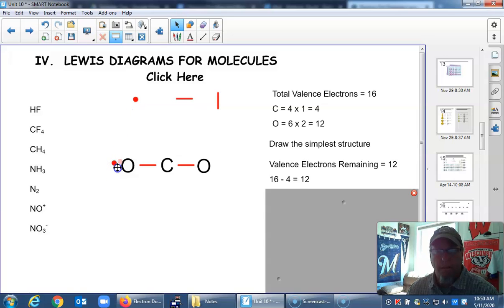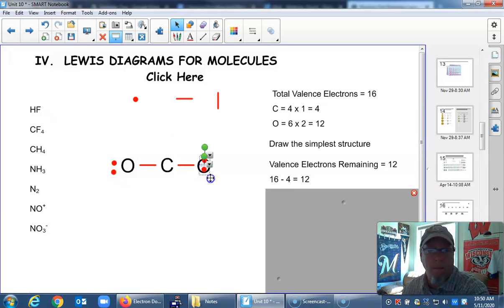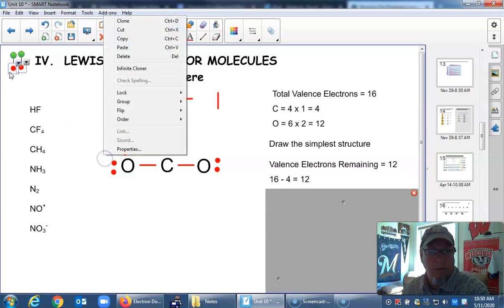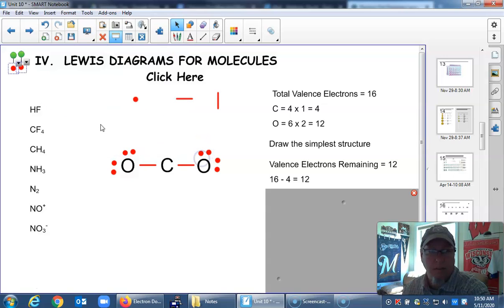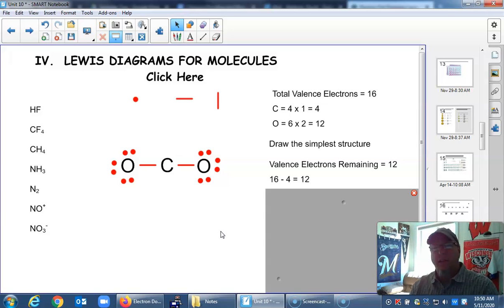1, 2, 3, 4, 5, 6, 7, 8, 9, 10, 11, 12. So I didn't pause at that time because I wanted you to see how I was putting those in. I put in all the electrons I have. If I counted everything, I should have 16. 2, 4, 6, 8, 10, 12, 14, 16.